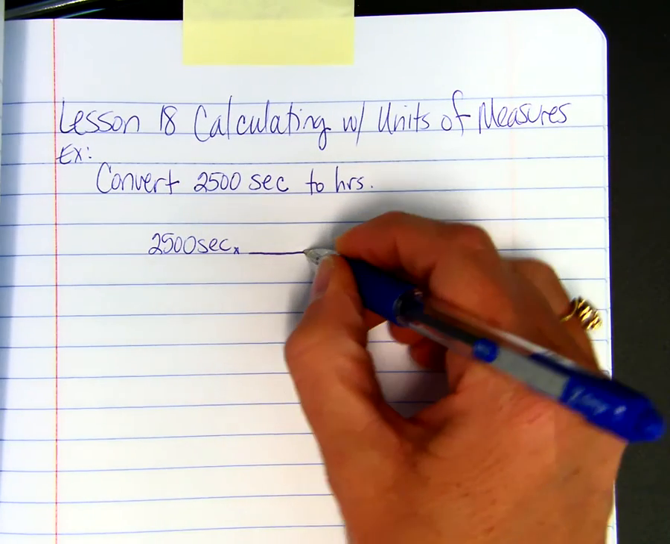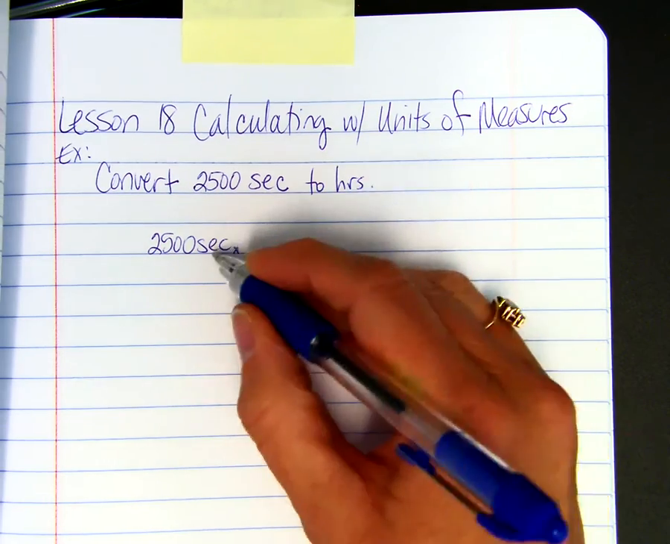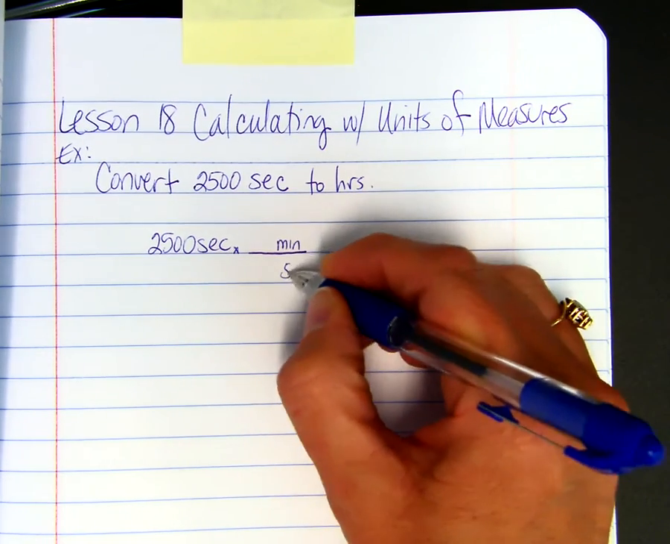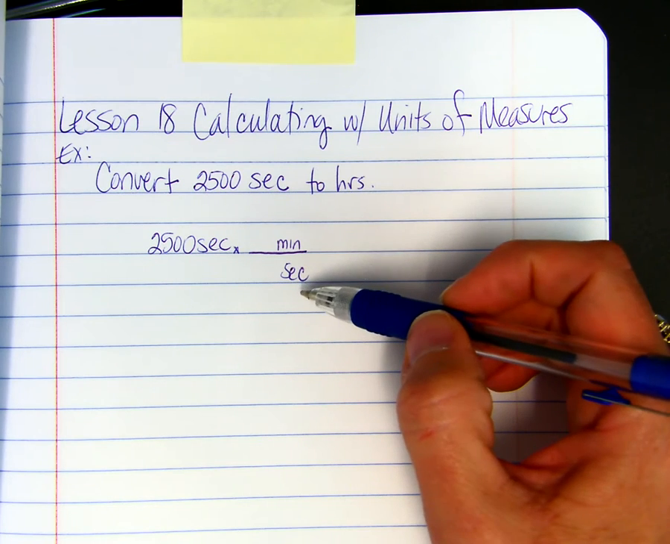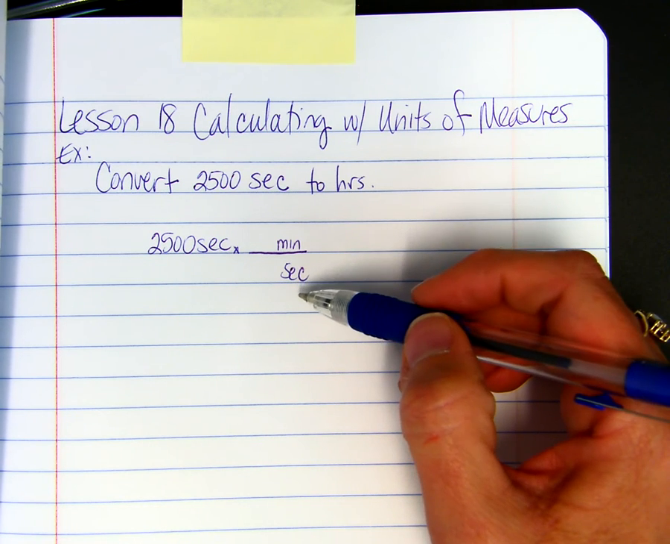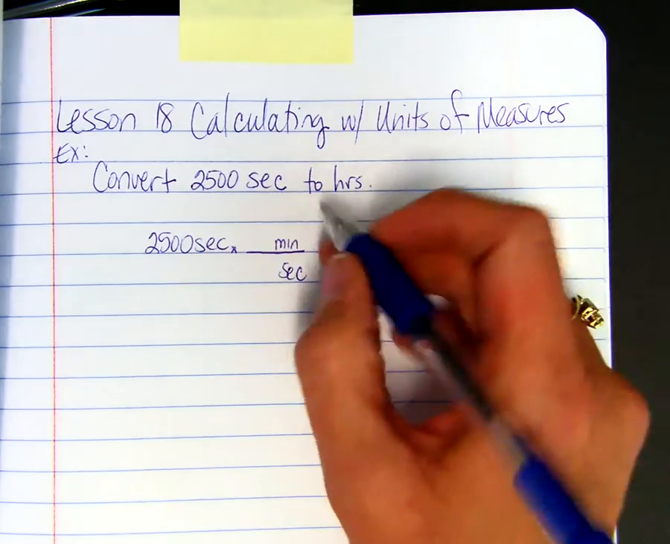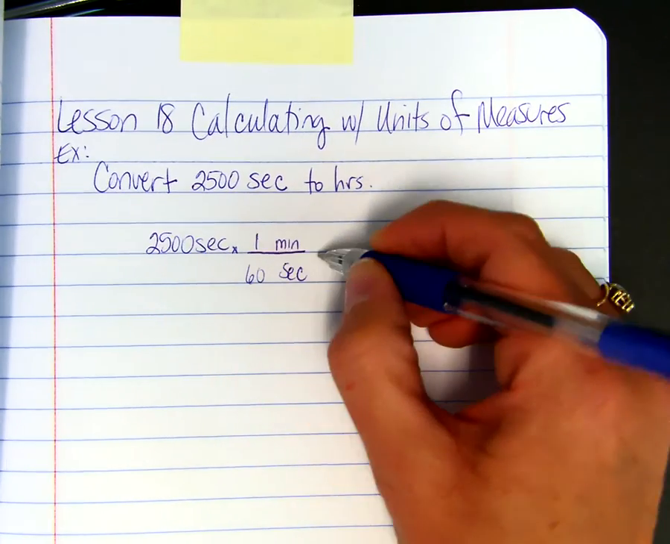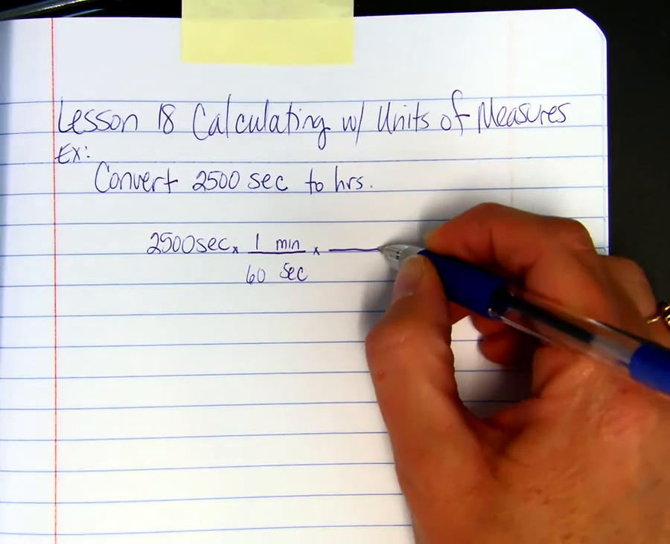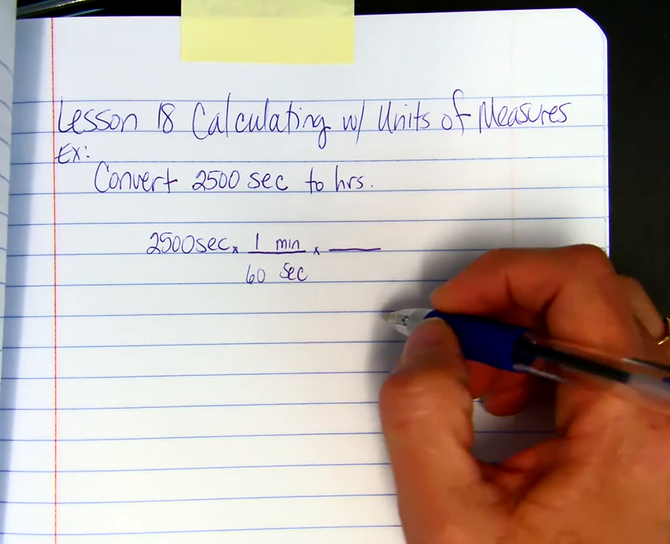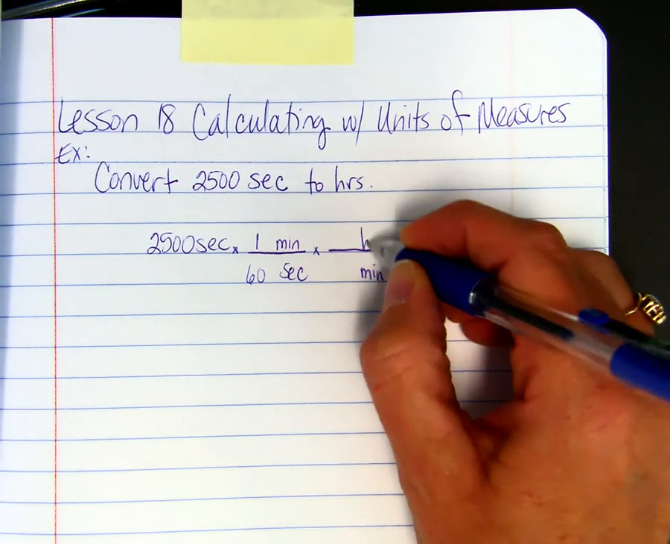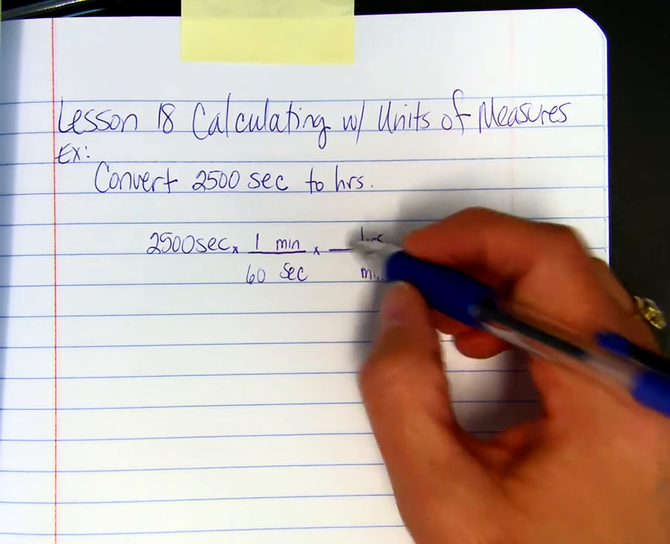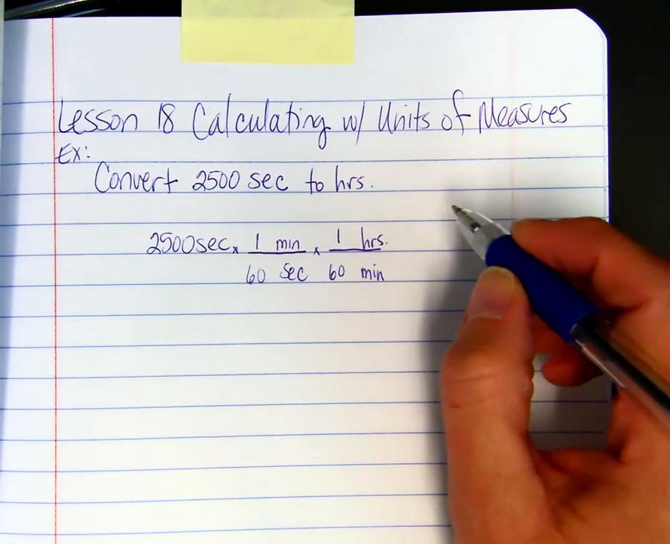So first I'm going to change the seconds to minutes. If you look at the units, I have to have the seconds in the denominator so I can cancel it out. And then you can put in your numbers. So 1 minute has 60 seconds. Then I'm going to convert minutes to hours. So the minutes label has to go in the denominator, hours in the numerator. So 1 hour is 60 minutes.